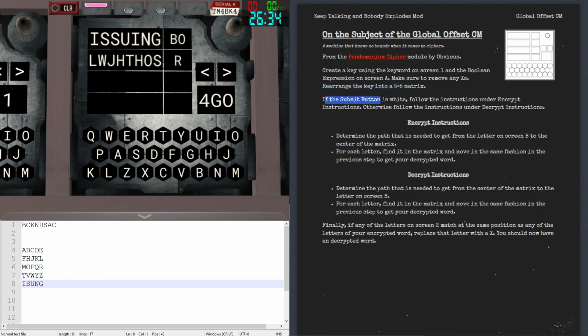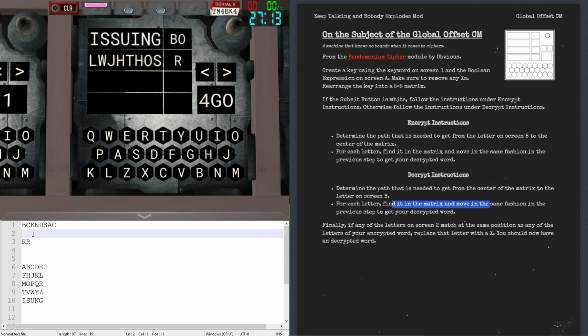And then if the submit button is white, follow the instructions for encrypt. Otherwise, we're going to follow decrypt, which is this right here. So determine the path that's needed to get from the center of the matrix to the letter on screen B. So right now it's an R. So from the center and going to here, it is an R. So all we have to do, from determine the path that's needed to get from the center to the R, that is going to be 2 rights. Then, for each letter, find it in the matrix and move in the same fashion as the previous step to get your decrypted word.